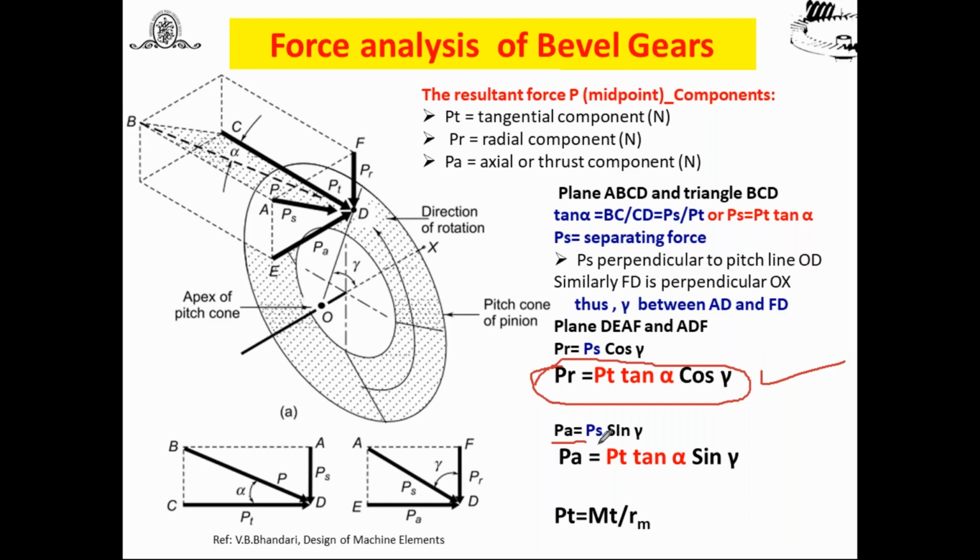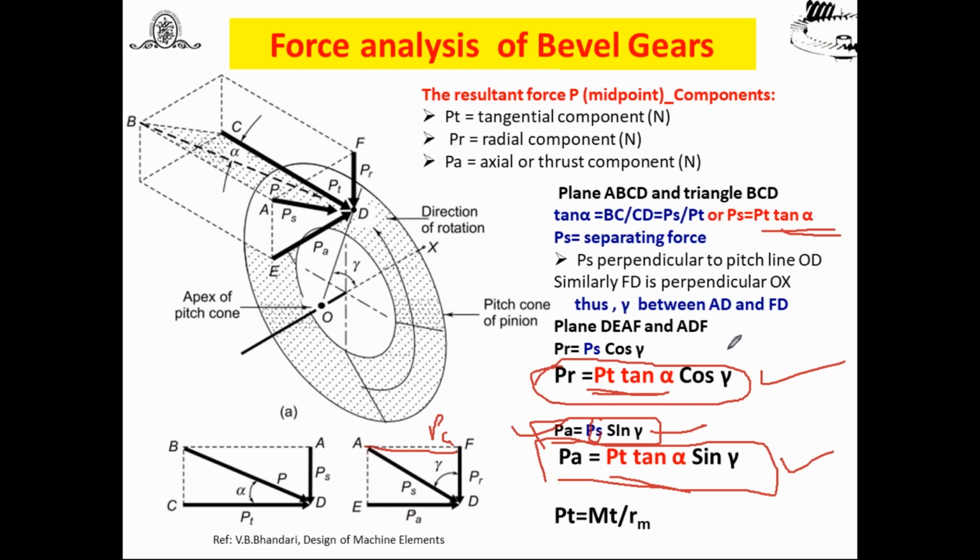Similarly, from this figure you can find out PA. This is the PA. If you find it from the frontal side and the hypotenuse PS, you will get PA is equal to PS sin gamma. Again, PS is PT tan alpha, so you can substitute here. So PR is equal to PT tan alpha into cos gamma, and PA is equal to PT tan alpha into sin gamma. By using these two relations, you can easily find out the radial component and axial component in case of bevel gears.